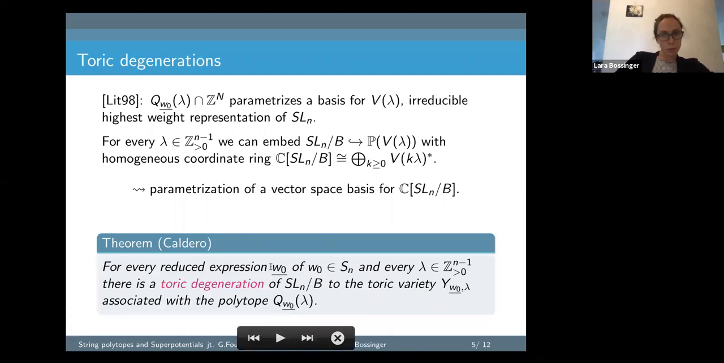So what's the theorem here? We fix a reduced expression of the longest word. We choose an integral dominant weight supported in all fundamental weights, and then we get a toric degeneration of SL_N mod B, the flag variety, to a toric variety. Now, this result has been generalized. First of all, Caldero already shows it also for Schubert varieties, so that's true more generally. It's also true not only for SL_N, but for semisimple algebraic groups. And then it has been generalized to spherical varieties by Alexeev and Brion, and so on. So this is the first part of the story that you're probably quite familiar with.